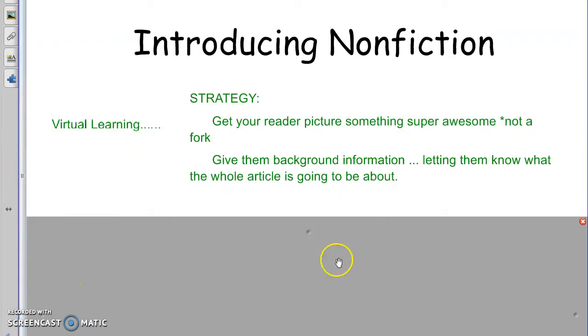then you can copy these strategies down. For virtual learning, what they did was they get your reader to picture something super awesome, not a fork, give them background information, let them know what the whole article is going to be about. And this is the key part, the key words in this picture are picture something. Ask them to picture something in their mind that's going to get them excited. All right? Copy that down.